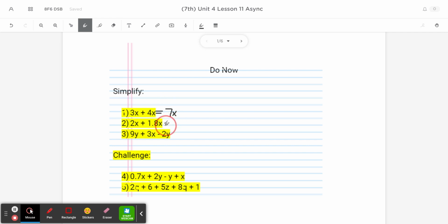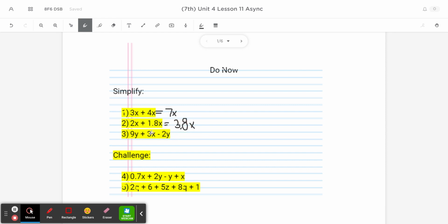In question 2, the same thing is happening even though we have a decimal. If I have 2x's and another 1.8x's, I have 3.8x's altogether. In question 3, you'll notice that not all of the terms are related to x.